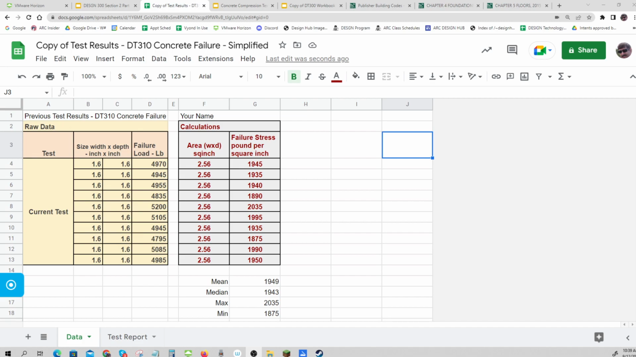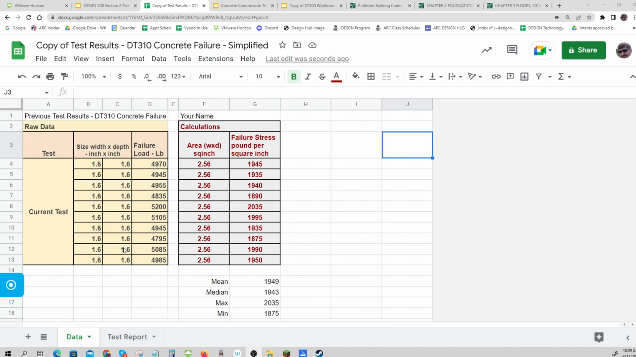I'd like to show you what a typical concrete failure test data sheet would look like. Of course, this would also be graphed and made really pretty into a nice chart and all that kind of stuff. But basically, you have a number of different samples. You never just take one. You want a lot of samples.